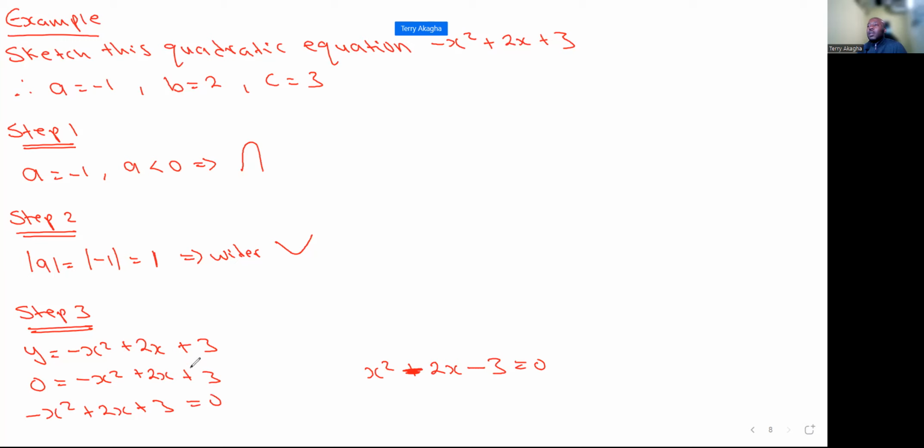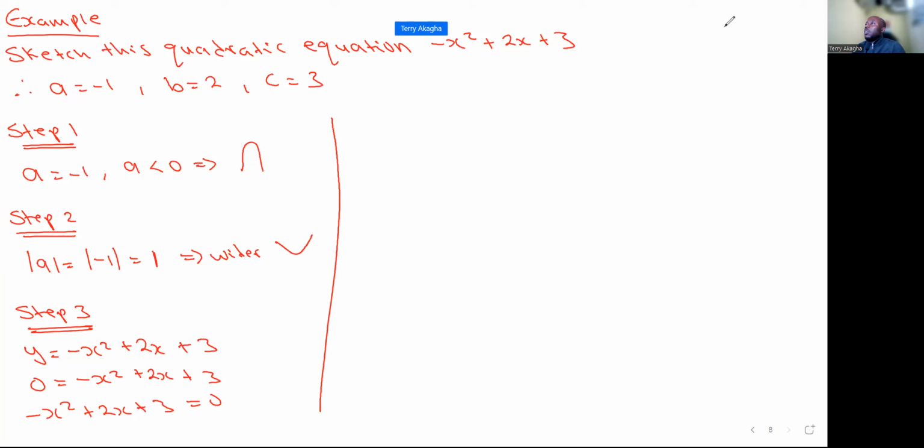So that means if you take all this to the other side, then you can now solve it using maybe the factorization method or any method when a is equal to 1. But if you leave it in this form here, minus x squared plus 2x plus 3, because a is not equal to 1, then you have to use the trinomial method when a is not equal to 1. So I'm going to use this method here, with the minus, just to review when a is not equal to 1.